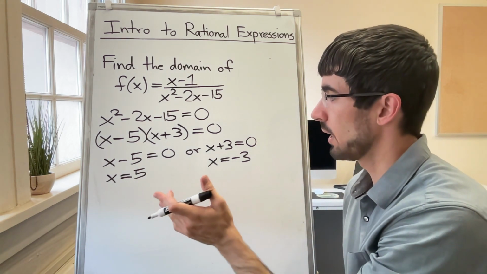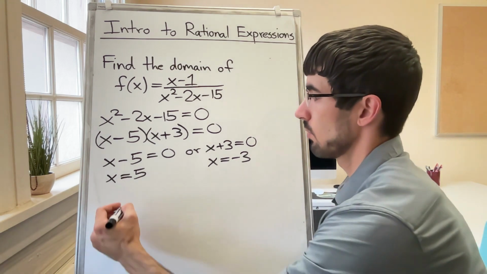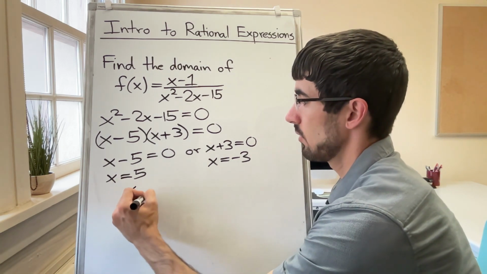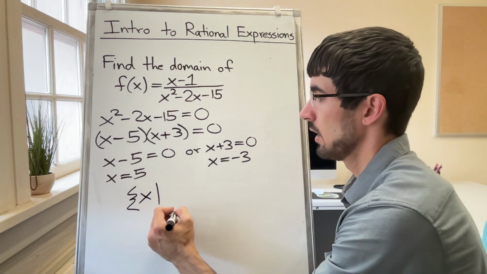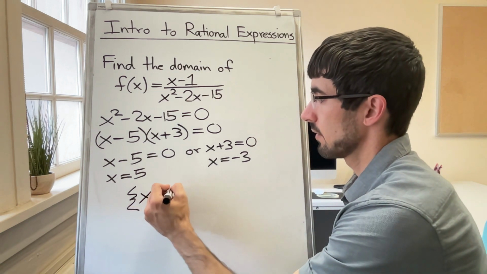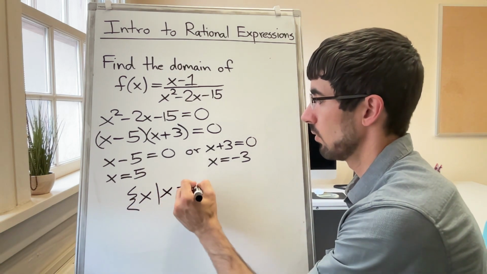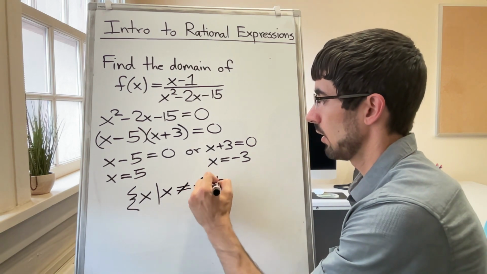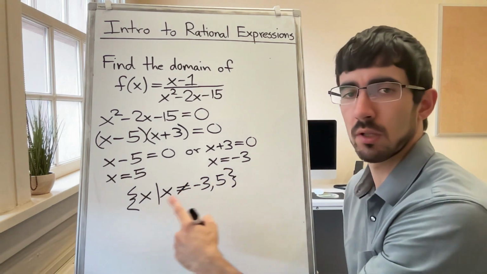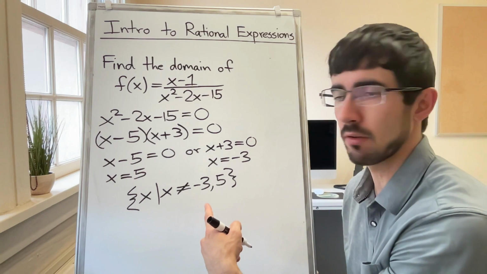So I can write the domain in a couple of ways. Here's one way to write it in set notation, or set builder notation. I could write all the values x such that x is not equal to negative 3 or 5. This means all the real numbers except for negative 3 and 5.